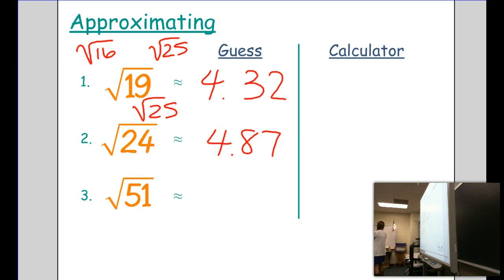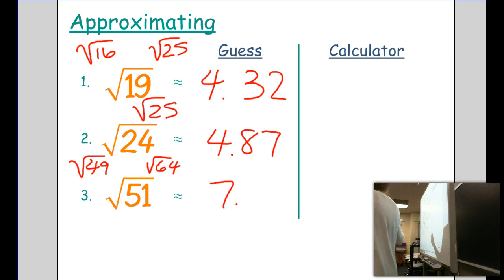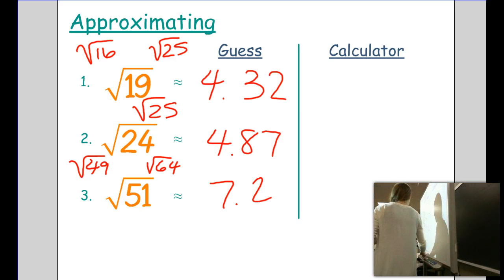Square root of 51. What perfect squares is that close to? 64 and 49. So here's the low end, 49. Here's the high end, 64. Which one is 51 closer to? What is the square root of 49? 7. So it's between 7 and 8, but it's closer to 7. You make your own guess. Don't copy mine. Make your own guess. 7 point... I'll put 2.